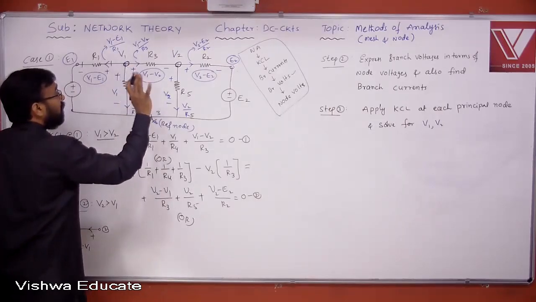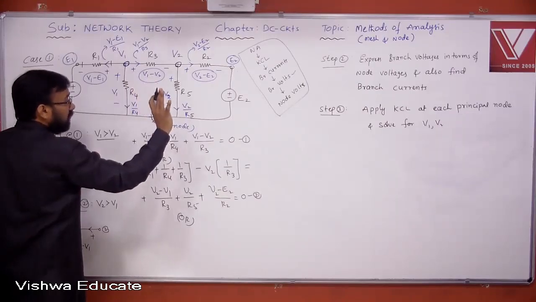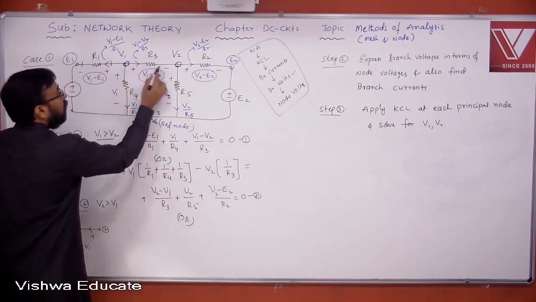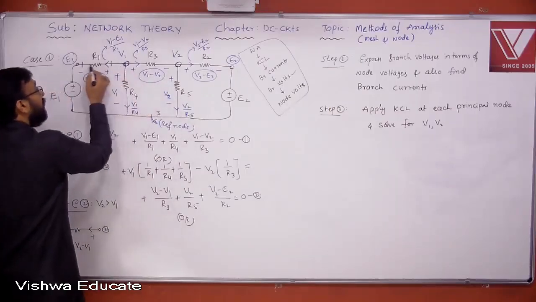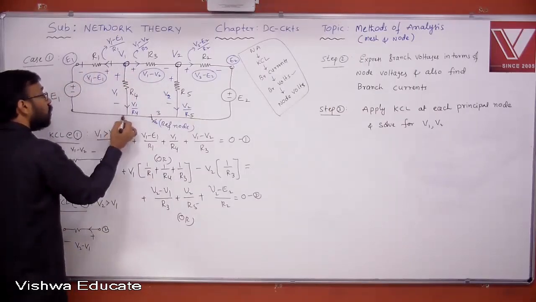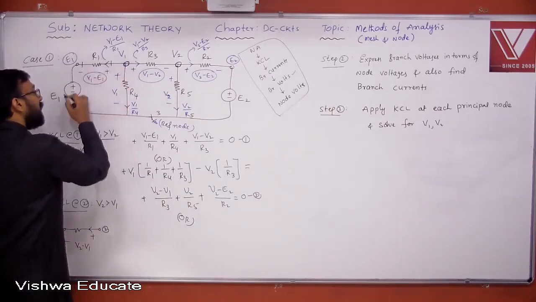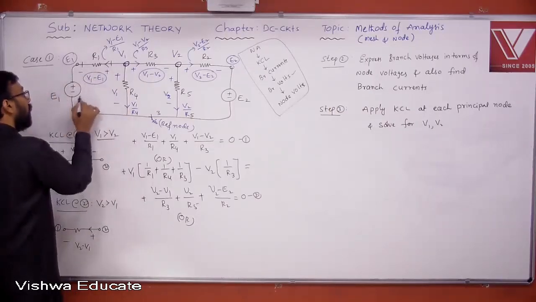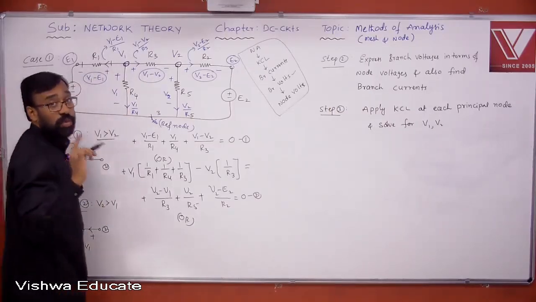That's it. Now, at this node, you just identify, are there any branches consisting of energy sources? No energy source. No energy source. But this path is having an energy source. Branch means this entire path. Yes or no? This branch is having an energy source. What is that? E1. So you must be careful here.